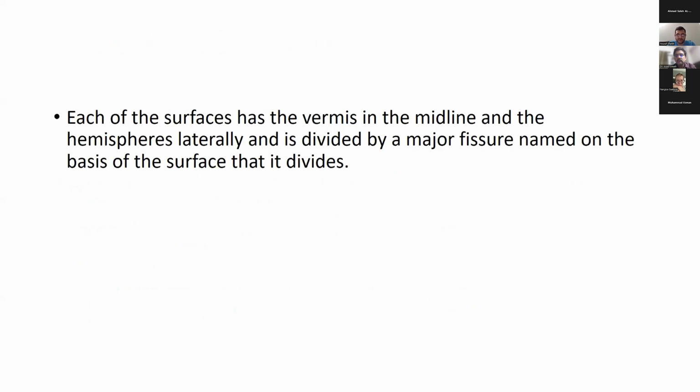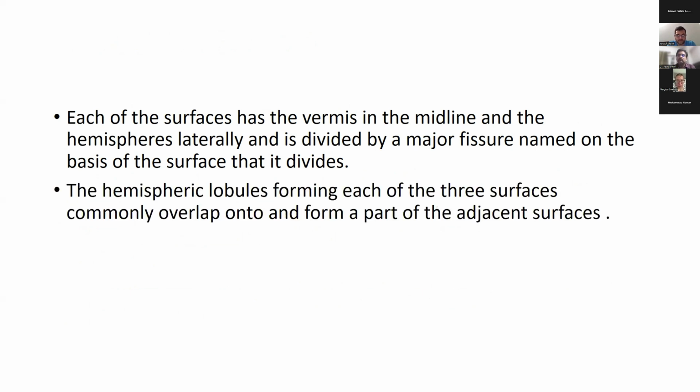Each of these surfaces has a bilateral cerebellar hemisphere and a central midline structure, which is known as the vermis. Today we'll discuss each surface one by one, and then go on to the deeper dissection on these surfaces so that we can understand the other structures beneath the surface anatomy, including all fissures and various parts of it.